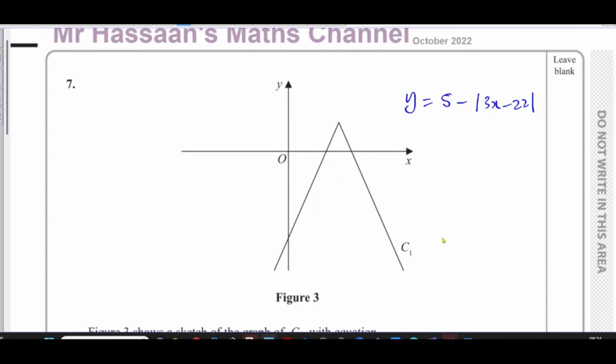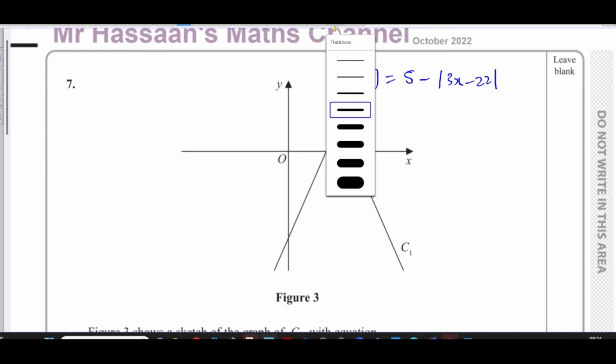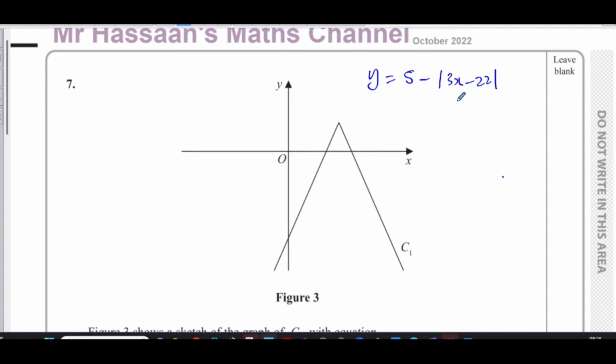Now, one of the things I want to develop in my students is students who understand rather than who memorize things. So I could tell you how to get the answer straight away just by looking at the equation. I'll do that first just so that you can see. So for example, I know that the y coordinate of the vertex is 5 and the x coordinate of the vertex is going to be 22 over 3. Just by looking at this equation, I've worked that out.